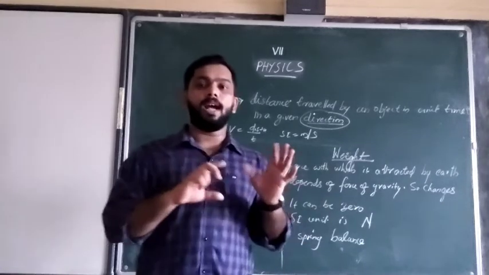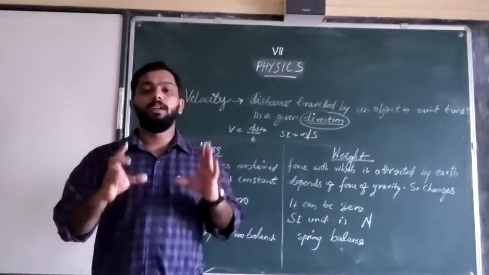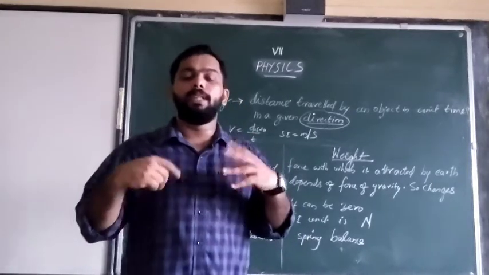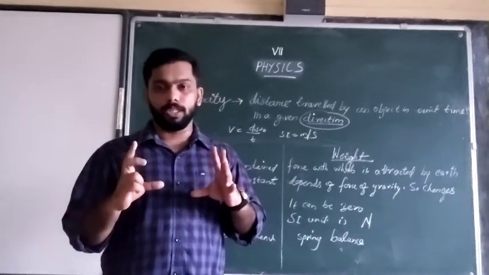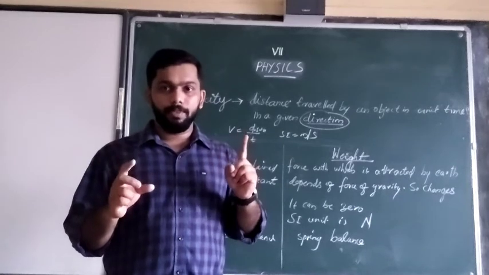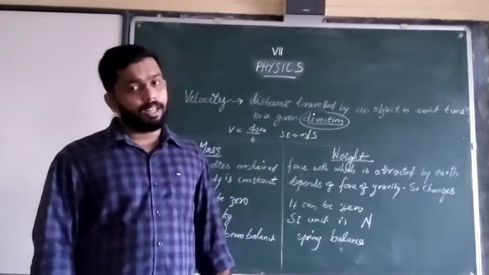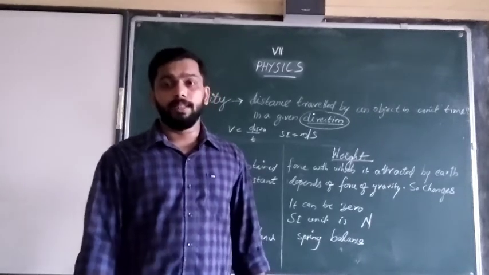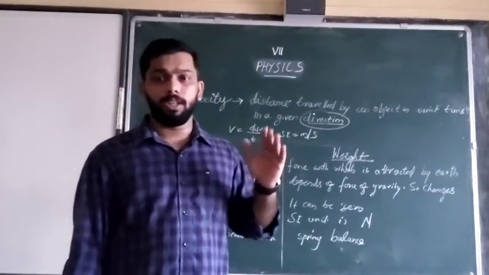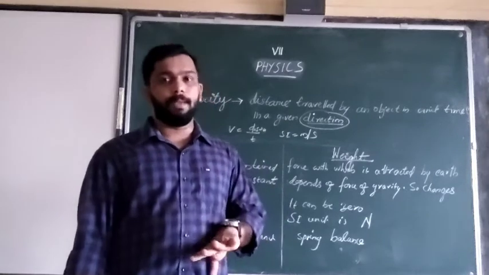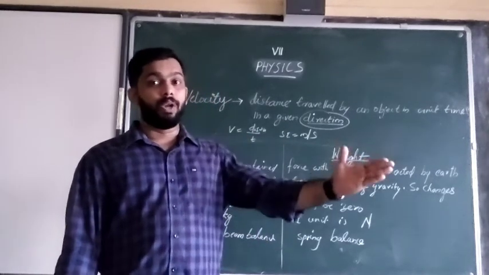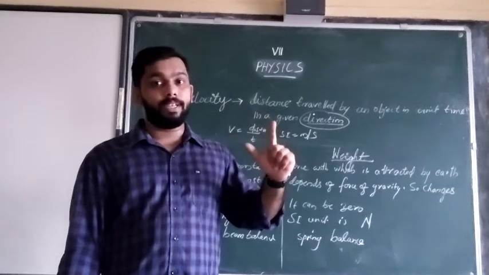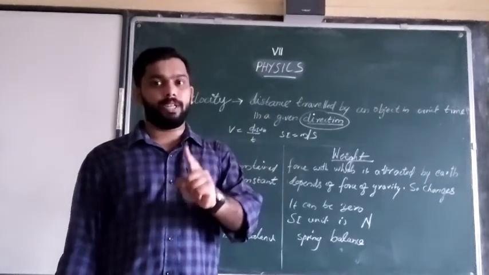Now, in the last class we have already discussed speed. Today we will discuss velocity. What are the differences between speed and velocity? First, speed. The speed of an object is the distance traveled divided by the time. Whereas velocity is the distance traveled by an object per unit time in a given direction.